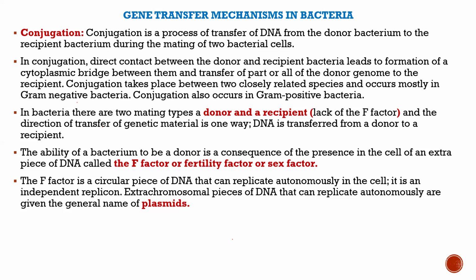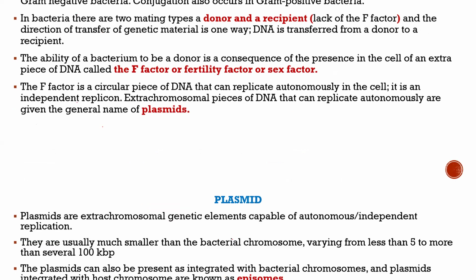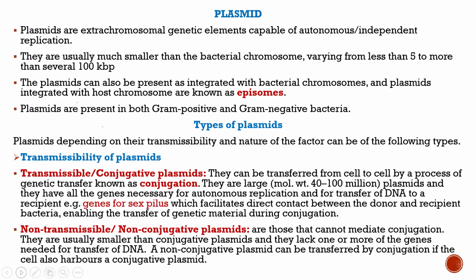And this extra piece of DNA is called plasmids. So let's look at what plasmids are. So plasmids are extra chromosomal genetic material, okay, that's capable of replicating autonomously or independently. So they can replicate on their own without needing the main chromosome, okay? So they are usually much smaller than the bacterial chromosome. So just note that these plasmids are found in bacteria, all right?